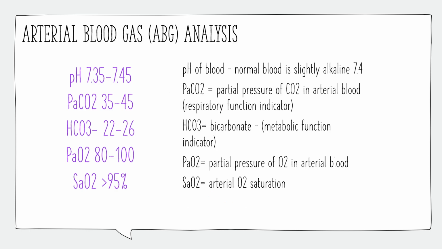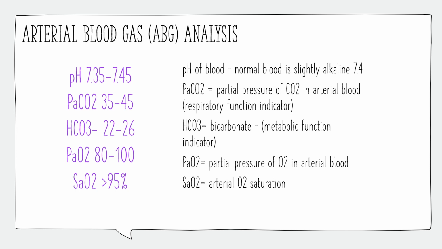I want to just touch on ABGs just briefly. We're going to get into it a little bit more when we start interpreting them, but a normal pH should be 7.35 to 7.45. The normal blood is slightly alkaline at about 7.4. Anything lower than 7.35 is going to be acidotic. Anything greater than 7.45 is going to be alkalotic.